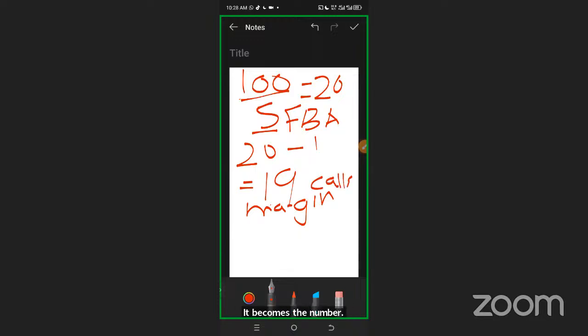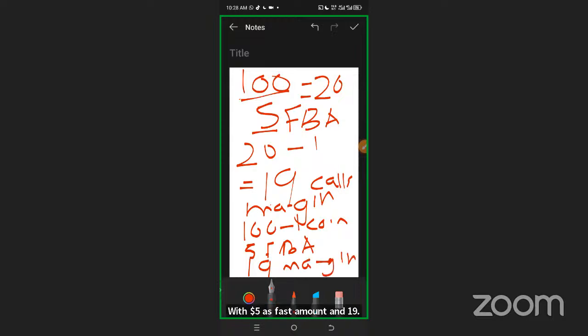Meaning that using the start small and win big strategy, if you are using $100 as your trading capital, you are going to trade one coin, with $5 as first buy-in amount and 19 margin calls. Are you getting the calculations?